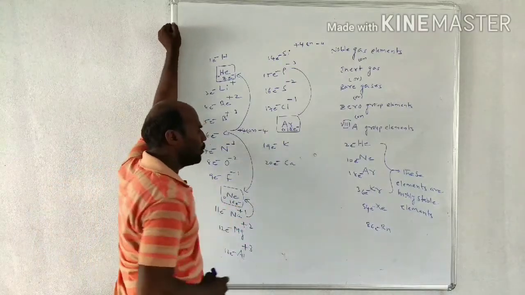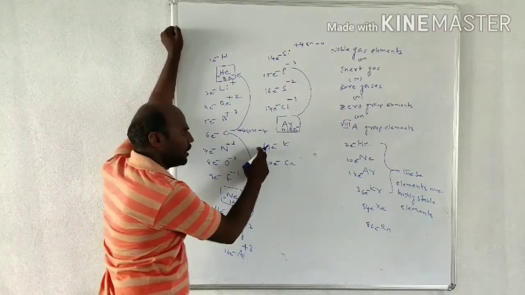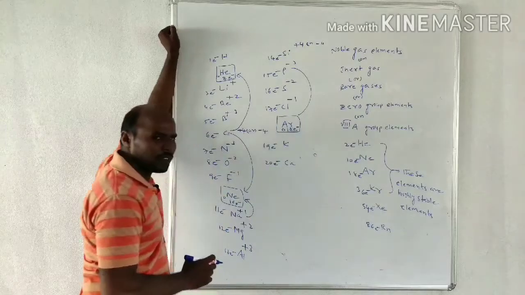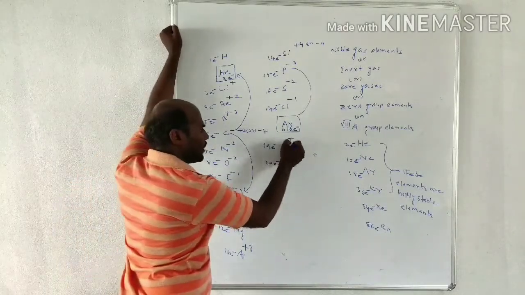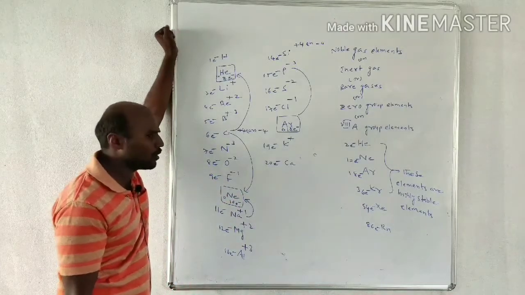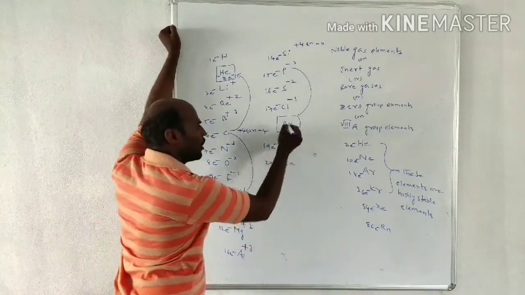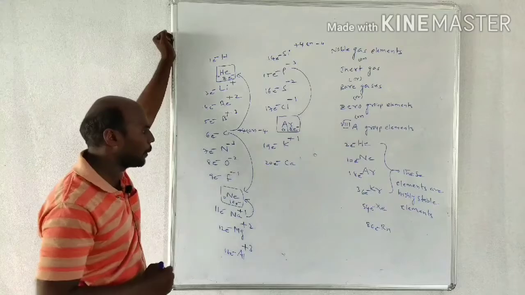So potassium, how many electrons? 19 electrons. 19 electrons are converted to 18 electrons. How many electrons will be lost? 1 electron. So the plus sign indicates loss of electrons. How many electrons will be lost? 1 electron, to get the nearest noble gas configuration of argon.